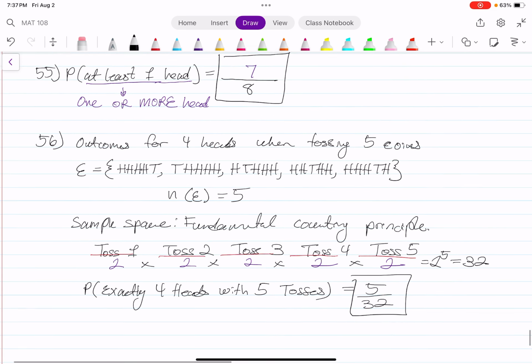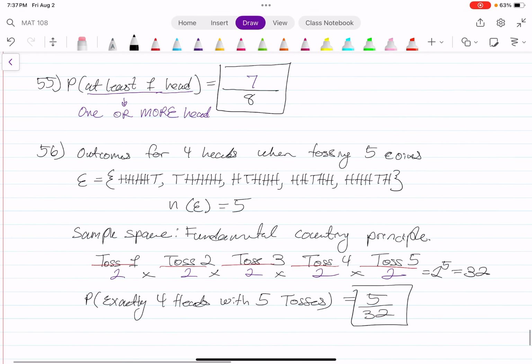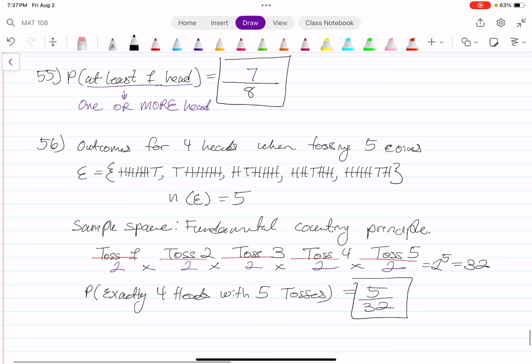And once again, the answer may be a fraction. Let me see. The answer may be a decimal. I'm not sure. If the answer is a decimal, just divide 5 by 32, and then just round according to the question.